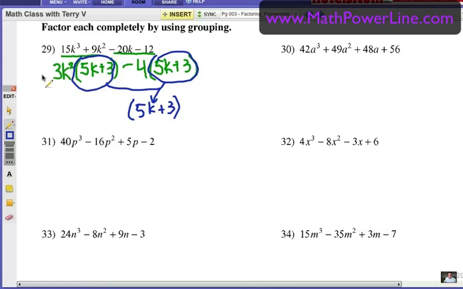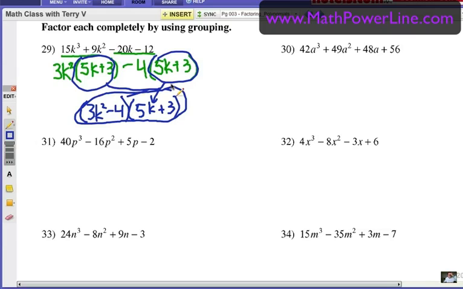All right, what's left? I have a 3k squared minus 4. Now, I do need to double check that I can't factor anything else out, and there are no common factors inside that binomial and that binomial. So if I was to multiply that binomial times that binomial, I would have the original problem. Okay, so here we are, factored by groups.